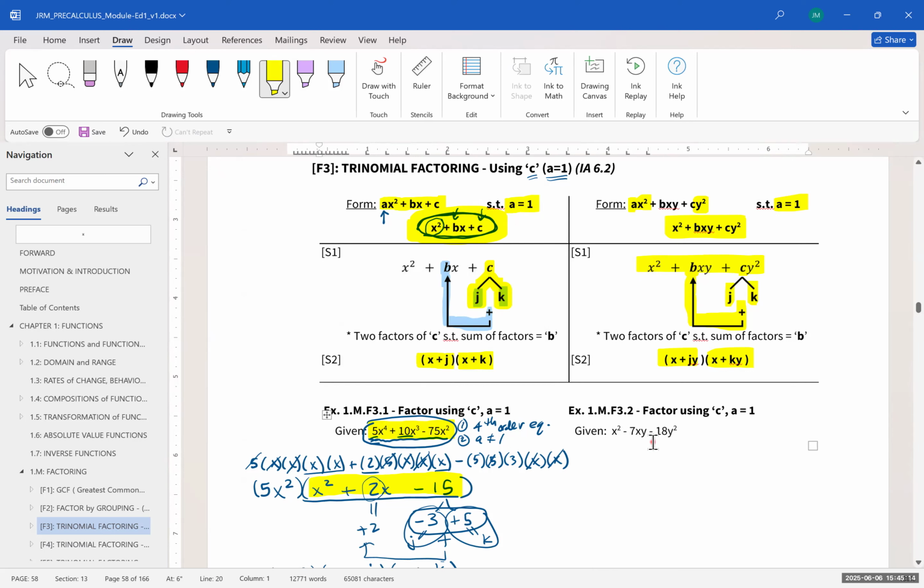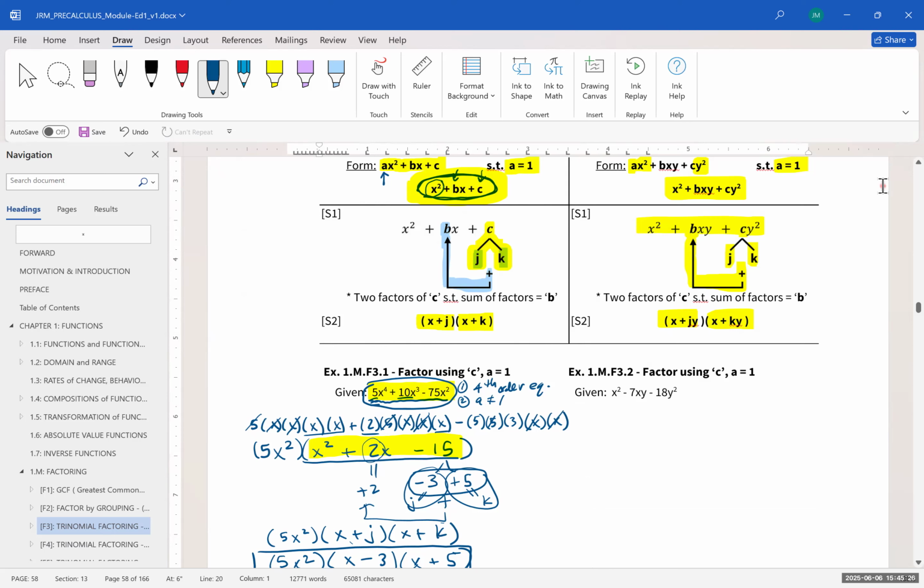So let's look here at this one, x squared minus 7xy minus 18y squared. All right, so let me go ahead and rewrite this. Now, this is nice because right off the bat, we can see that we're dealing with a second order equation, which is what we need. Both the x variable and the y variable are to the second power, so that's good. And the leading coefficient has to be equal to 1, and we can see here that the leading coefficient in front of the x squared term is 1. So we're kind of good to go.